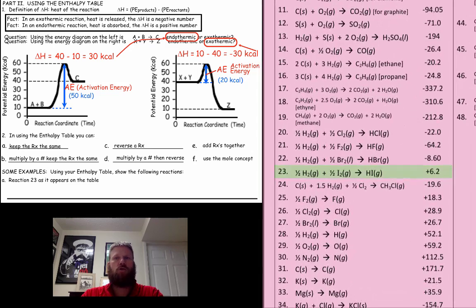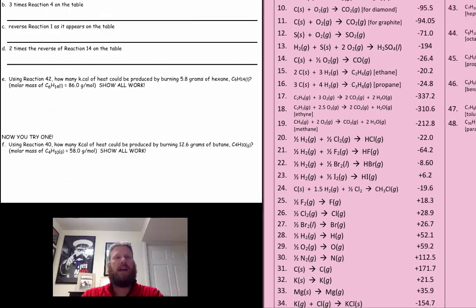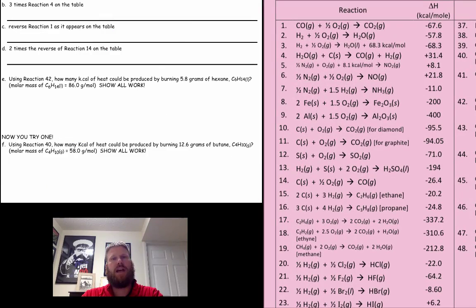First, write reaction 23 as it appears on the table. This sounds simple enough, but you have to include the enthalpy term on the appropriate side of the equation. Since reaction 23 has a positive delta H, the 6.2 kcals must be written as a reactant on the left side of the arrow. Next, we need to take 3 times reaction 4. Delta H is positive for reaction 4, which means the enthalpy value needs to be written on the reactant side, the left side of the arrow.